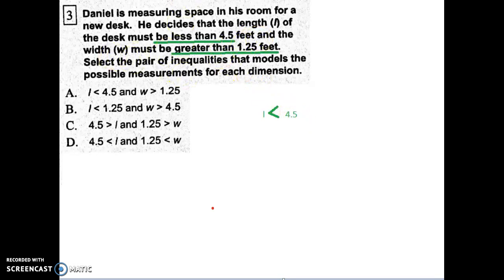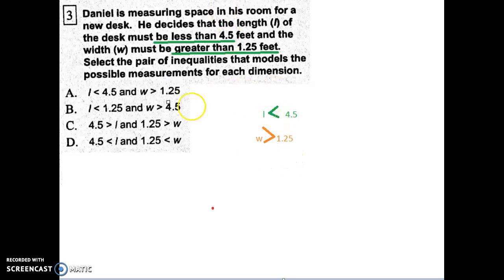And the width, which is W, the number it gives us is 1.25 feet, right? Must be greater than 1.25. So greater than, so this has to be bigger than 1.25 feet. So I would be going that way.